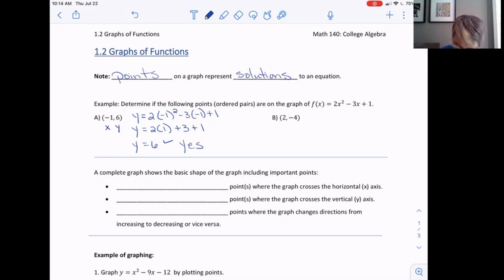Now let's try B. So they were giving us a y value of -4, but when we plugged in 2, we actually got a y value of 3. So since these values for x and y are not a solution to that equation, in other words, it doesn't make it equal, then no, it is not a point on the graph.